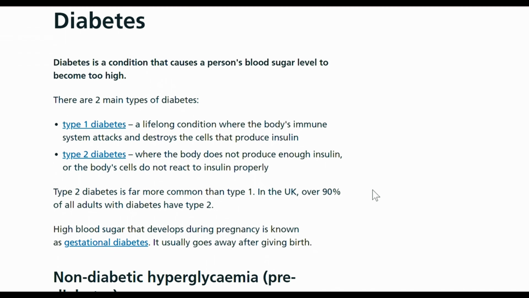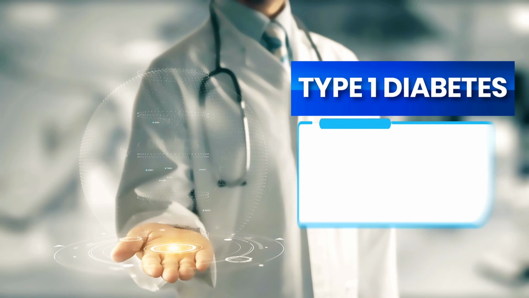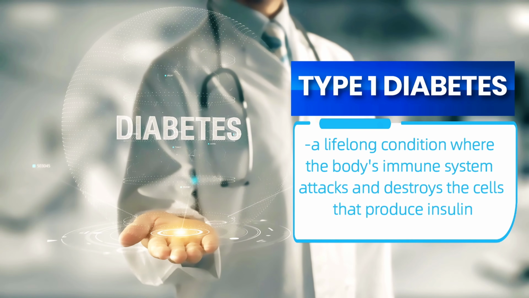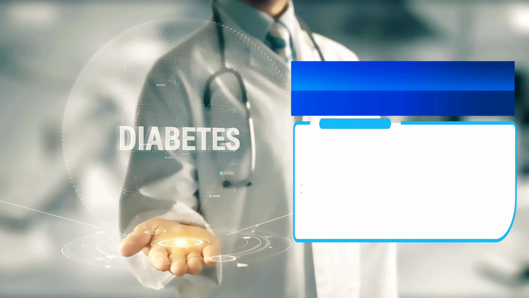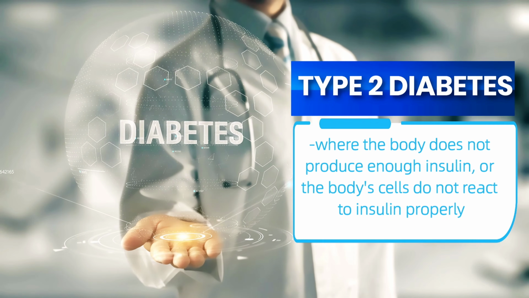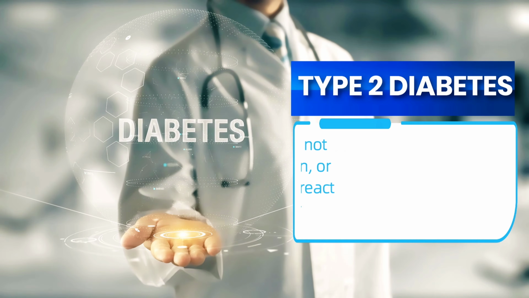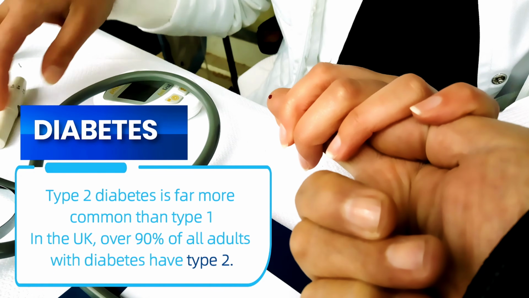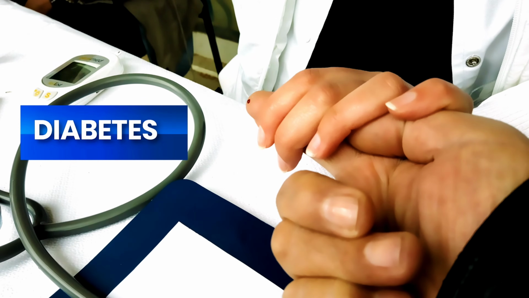Diabetes is a condition that causes a person's blood sugar level to become too high. There are two main types of diabetes. Type 1 diabetes is a lifelong condition where the body's immune system attacks and destroys the cells that produce insulin. On the other hand, type 2 diabetes is where the body does not produce enough insulin or the body's cells do not react to insulin properly. Type 2 diabetes is far more common than type 1. In the UK, over 90% of all adults with diabetes have type 2.